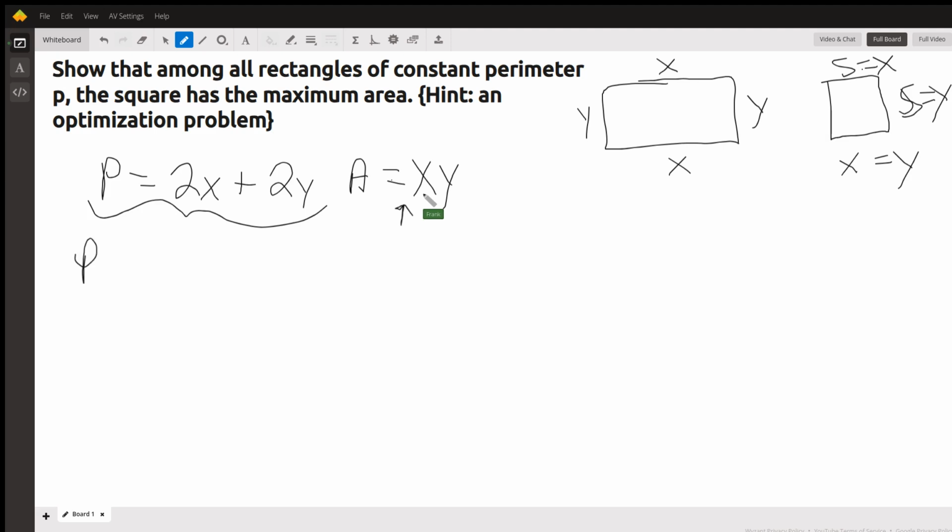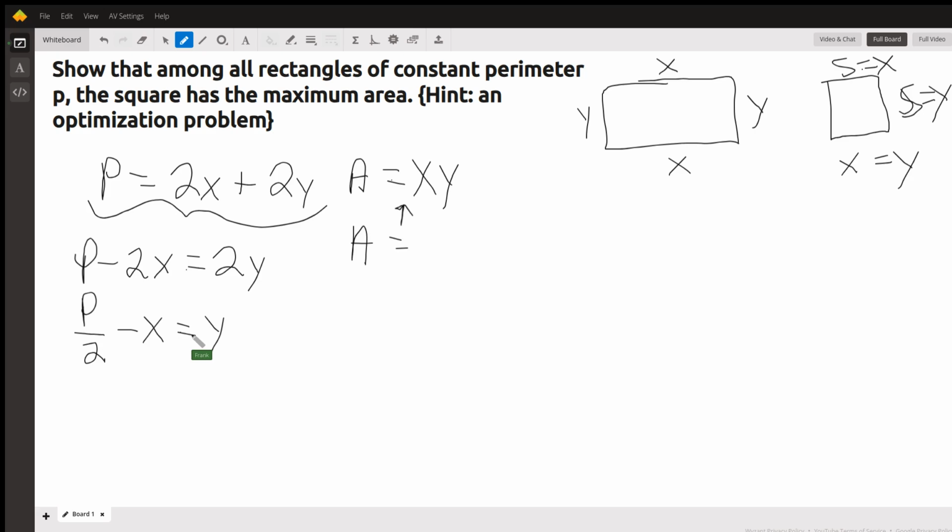I could say P minus 2X equals 2Y. Divide both sides by 2. P over 2 minus X equals Y. I just divided both sides by 2. P divided by 2 is P over 2. Negative 2X divided by 2 is negative X. Now plug that in here.